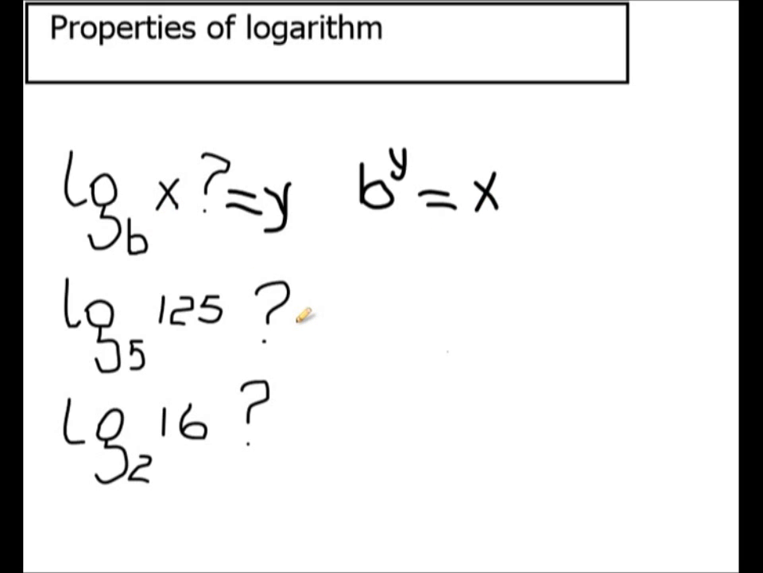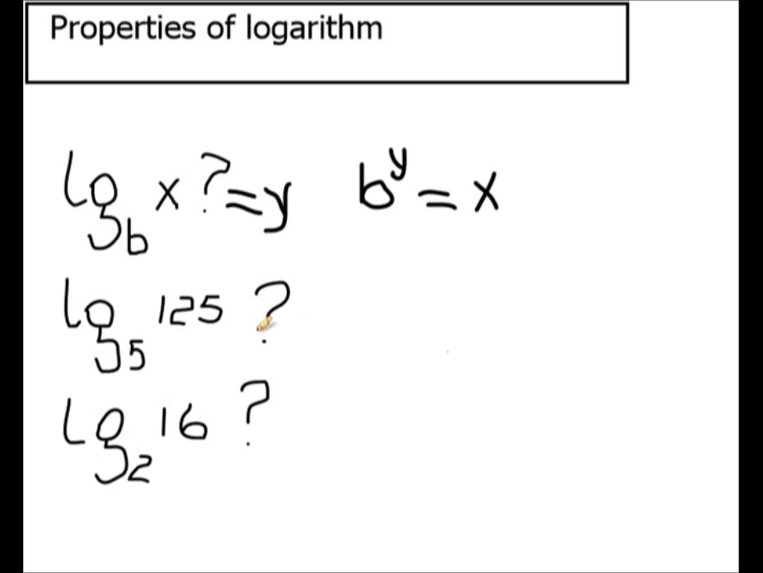Let me repeat it again. When I'm trying to compute log base b of x, what I'm looking for is an exponent of b. That's the unknown that I'm trying to find: what is the exponent of b such that when I raise b to this exponent, I end up with x. That's what you should understand when you compute log base b of x.